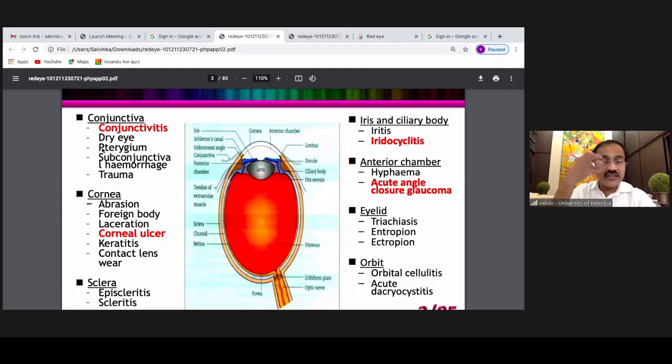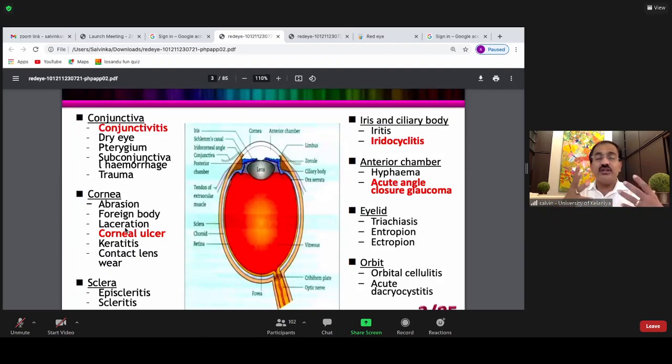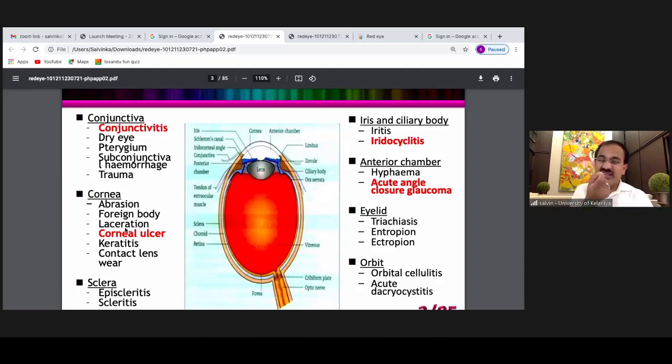And then what is the next nearest tissue in the eye? Cornea. So any problem in the cornea can cause redness again. It is very important to remember that the cornea is a very, very sensitive organ in the body, right? Very painful. Even a tiny abrasion can give rise to severe pain. So in addition to that, it causes inflammation. Problems in the cornea can cause severe pain and inflammation.